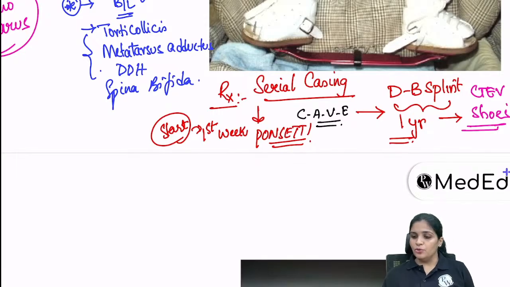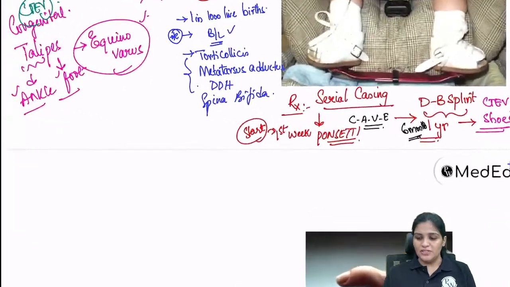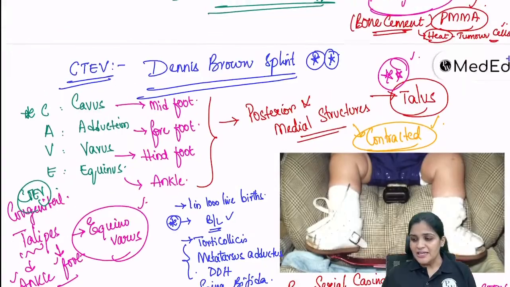Whatever you do, serial casting, you correct it. First you correct the cavus, then you correct the adduction, then the varus, then the equinus, right? Once it is corrected and you feel the feet are neutral, you put it in the DB splint for maintenance, at least for 6 months to 1 year. And then you put the patient into CTEV shoes. Once he starts walking, you use the CTEV shoes.